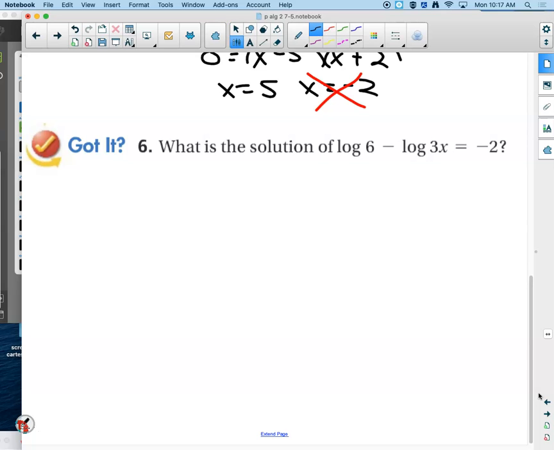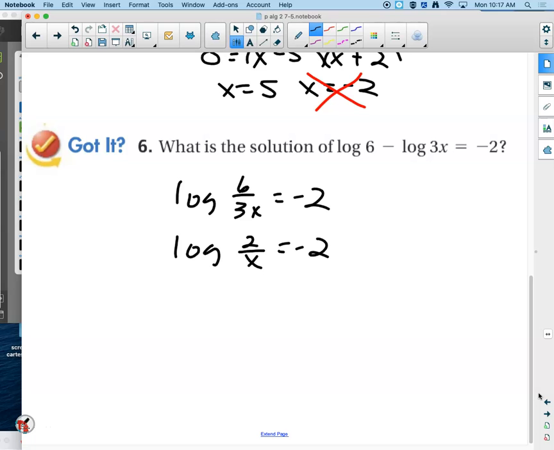Alrighty, what's the solution to that mess? Oh goodness, that's not one logarithm, is it? How do we get it to be one logarithm? Yeah, division. Subtraction in logarithm language is division. Hey, we can simplify that. 3 goes into both 6 and 3. Now what should we do?